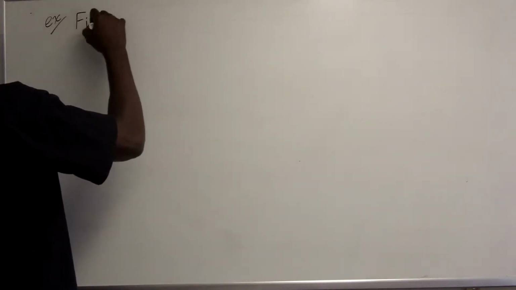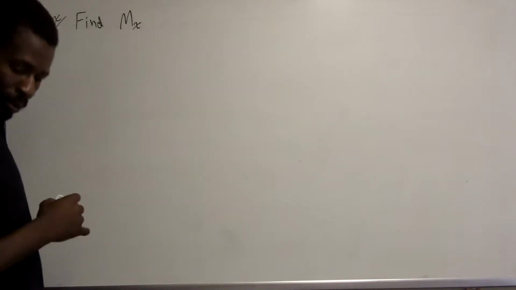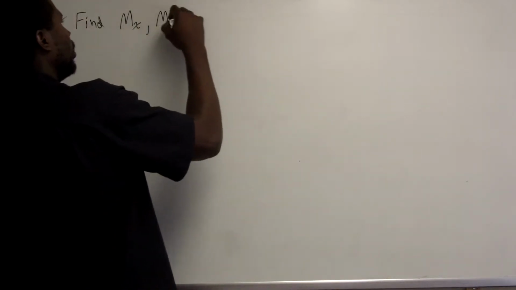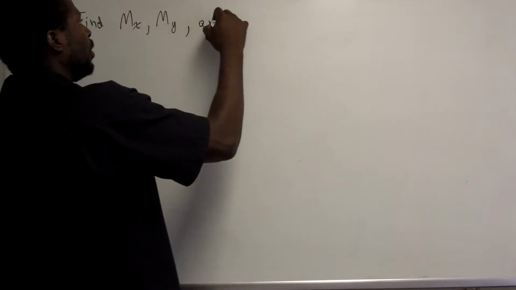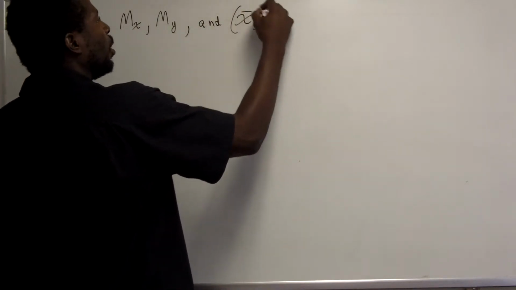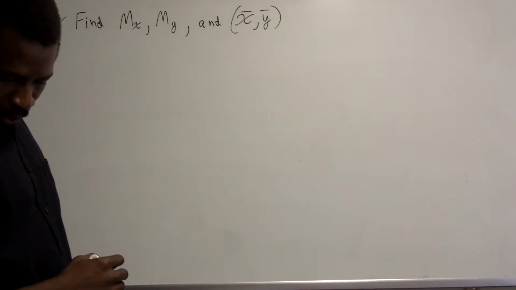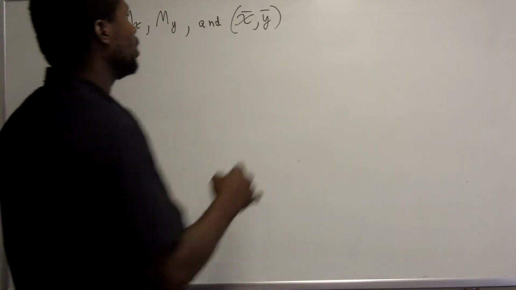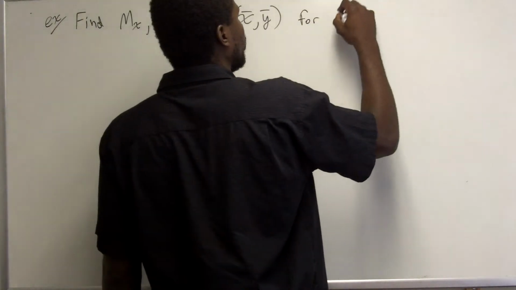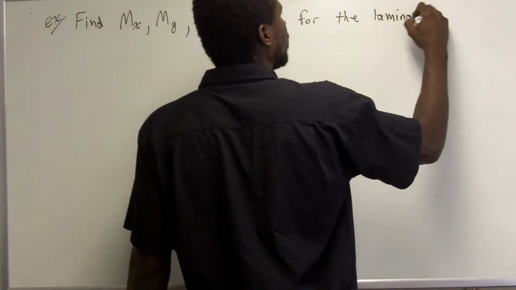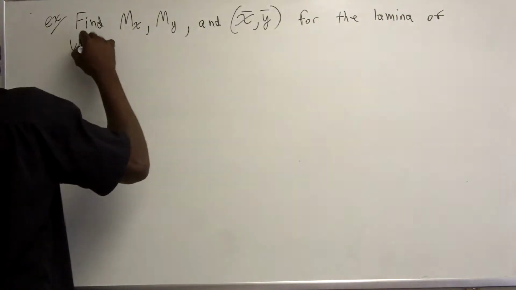Let's take a look at this problem. We want to find the center of mass. Find Mx, the moment about the x-axis, My, the moment about the y-axis, and x bar, y bar, which is the center of mass, for the lamina of uniform density rho bounded by the graph of the equation.